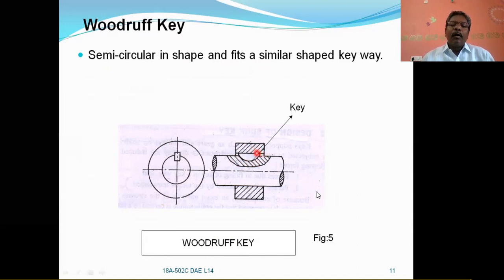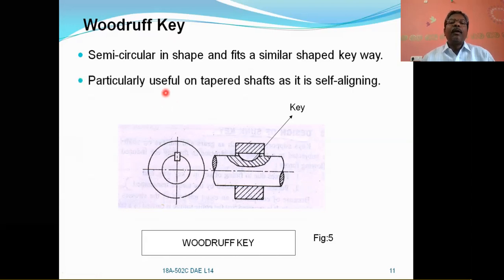And the hub will have the normal, flat keyway, whereas the shaft keyway is half round, that means semicircular in shape. Woodruff keys are particularly used on tapered shafts, and this is also called a self-aligned key. That means if you insert the key within the keyway, it automatically fits itself. That's why it is the self-aligned key.